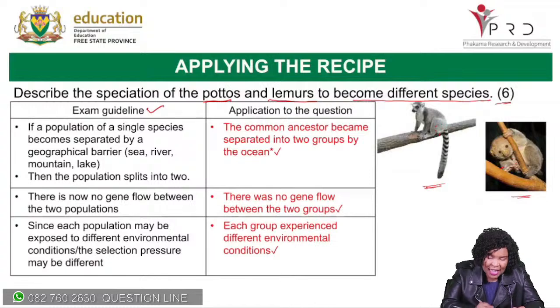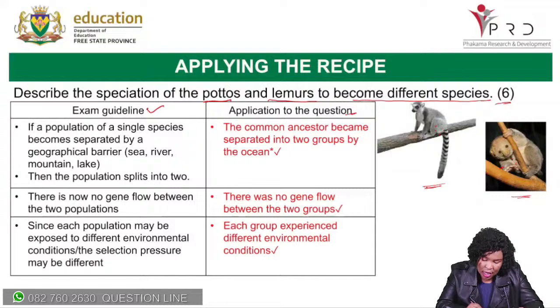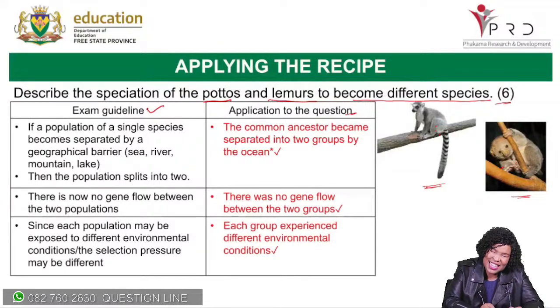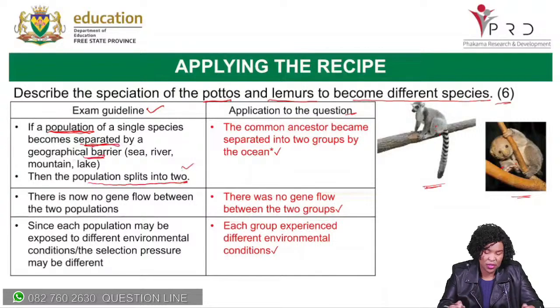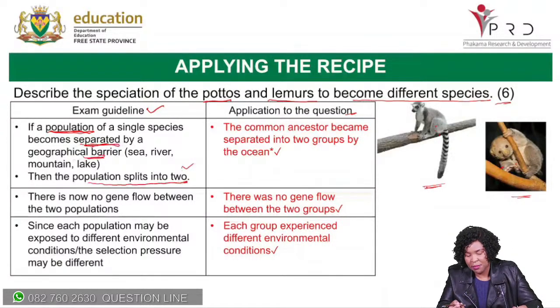What you get from the exam guideline, you must be able to apply it on any question. So the first part is that you must establish that there was a population or an ancestor population that got separated by a geographical barrier. And you must mention that that population, once it is separated, is going to split into 2, because you're going to get a mark for that, just for saying that. So let us apply that with the potos and the lemurs.